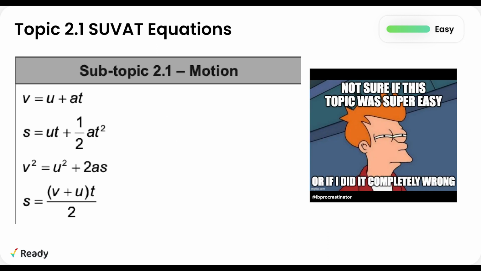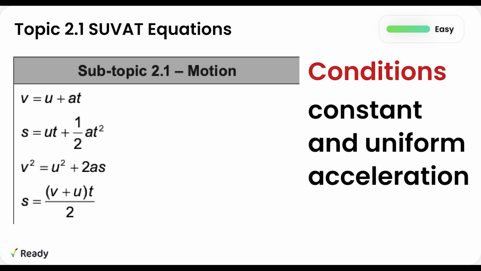Once we know what S, U, V, A, and T stand for in these equations, we can start applying them to some real-life IB physics questions. Before that, it is important to note that SUVAT equations have certain conditions for their application. If these conditions are not met, we cannot use SUVAT equations to model the motion. SUVAT equations are only valid under the assumption of constant acceleration. In other words, the acceleration experienced by the object remains constant throughout the motion that we are modeling.